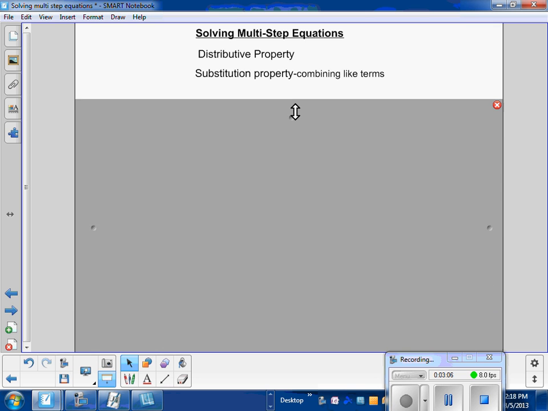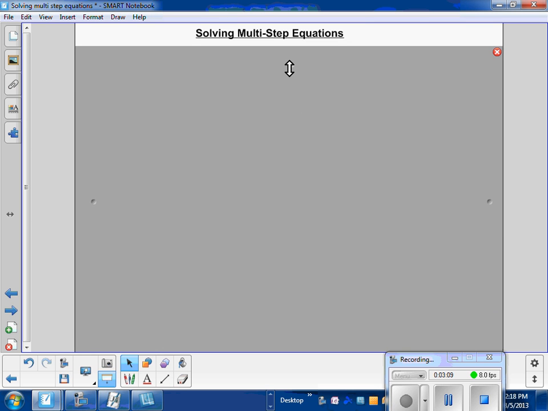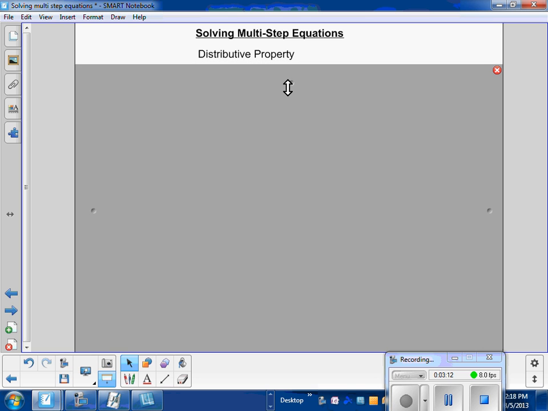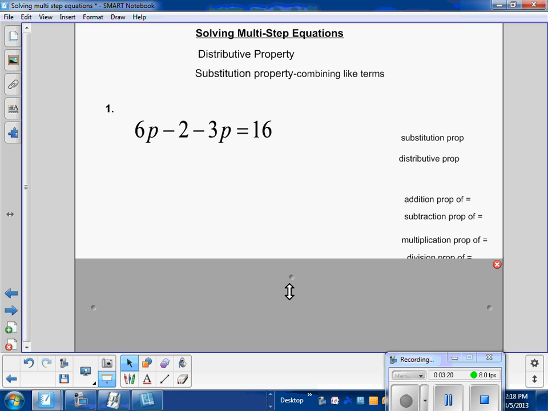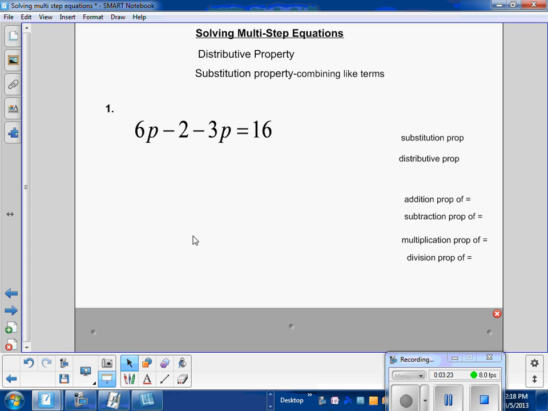All right, solving multi-step equations. When we solve multi-step equations, we will come across the distributive property. We'll be using the distributive property and the substitution property, or when we combine like terms. So our first example, 6p minus 2 minus 3p equals 16. The first step in solving this multi-step equation is to combine like terms. 6p minus 3p is 3p. So we can rewrite it as 3p minus 2 equals 16.